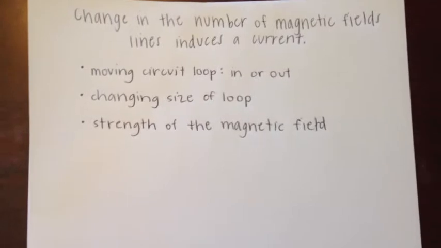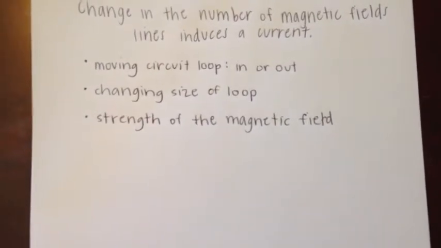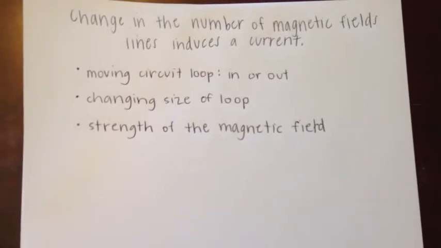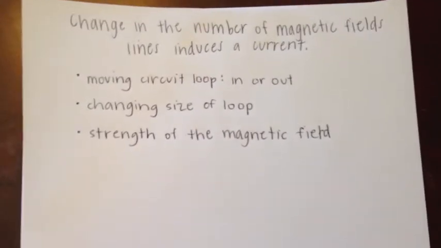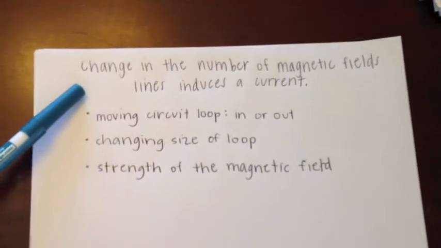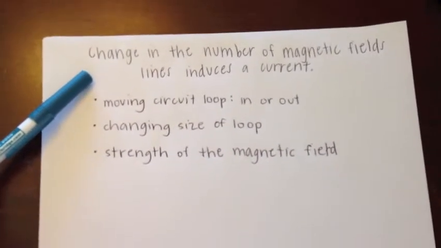So now I'm going to explain how the change in the number of magnetic field lines through a circuit loop affects the magnitude and direction of the induced electric current. So as you see, the change in number of magnetic field lines will induce a current.